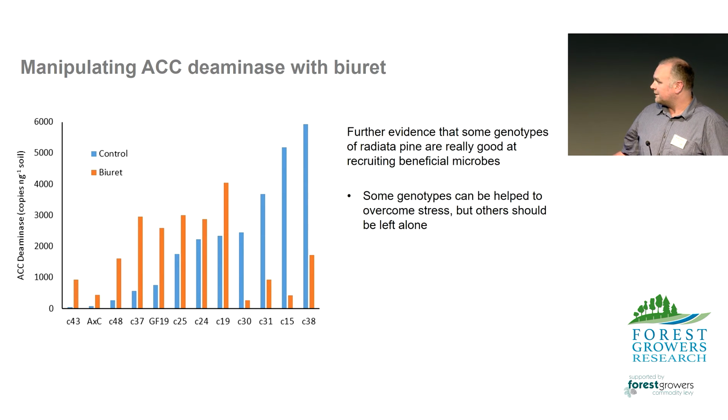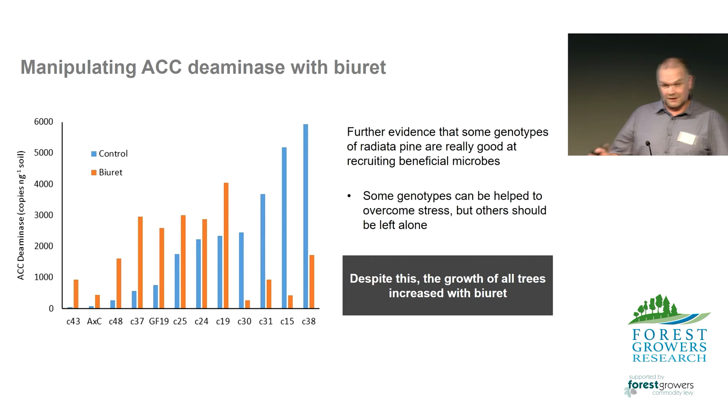However, we did find that there are some genotypes that were already pretty good at recruiting ACC deaminase-containing bacteria. The best course is just to leave them alone. Whatever happened, we possibly overstimulated that association. But either way, we've got a new tool to increase the stress tolerance of less tolerant clones that might have properties we want otherwise. And even despite some of the trees responding negatively to Biuret, overall everything responded really positively. We still saw significant growth gains across the board.